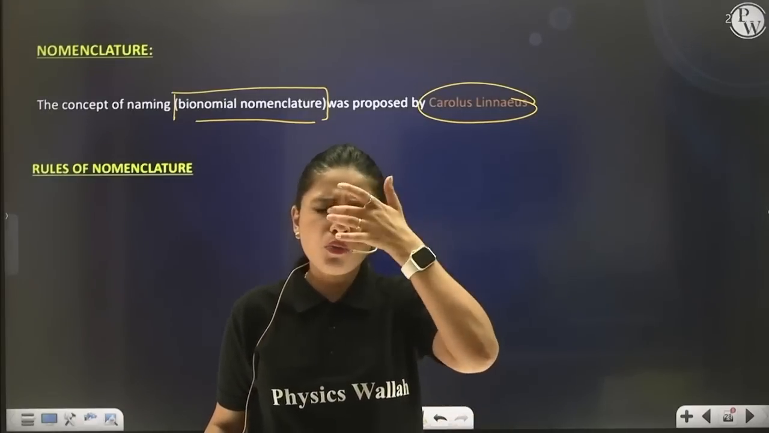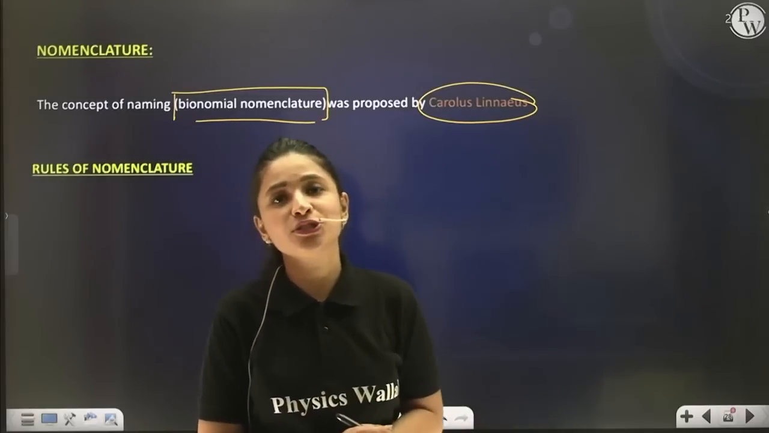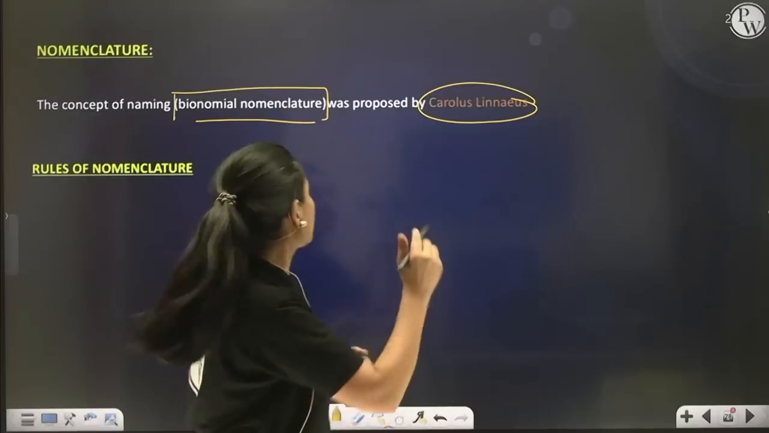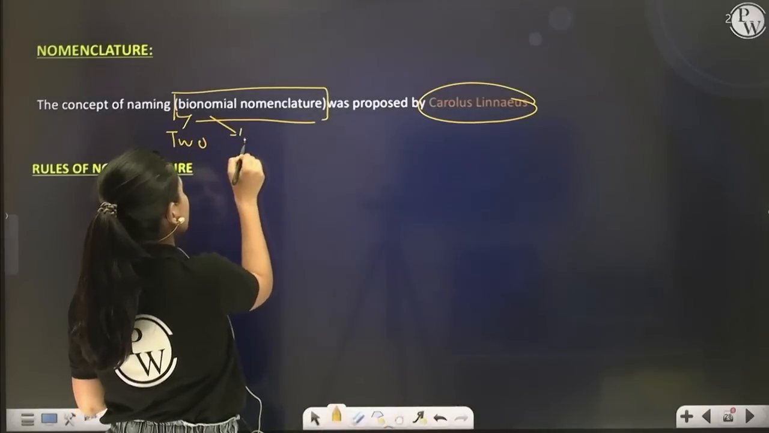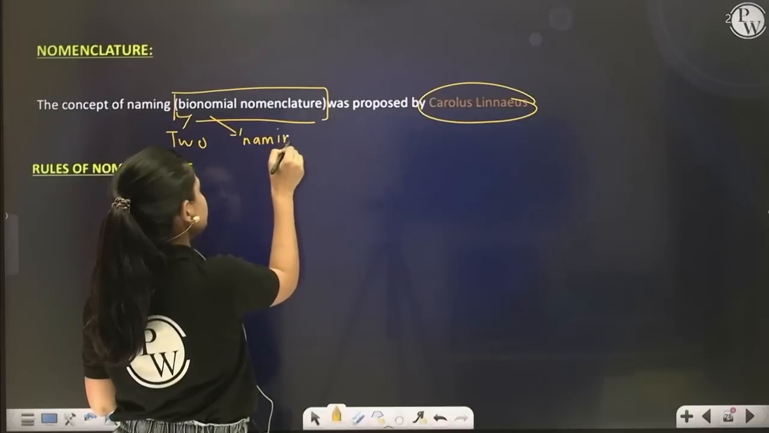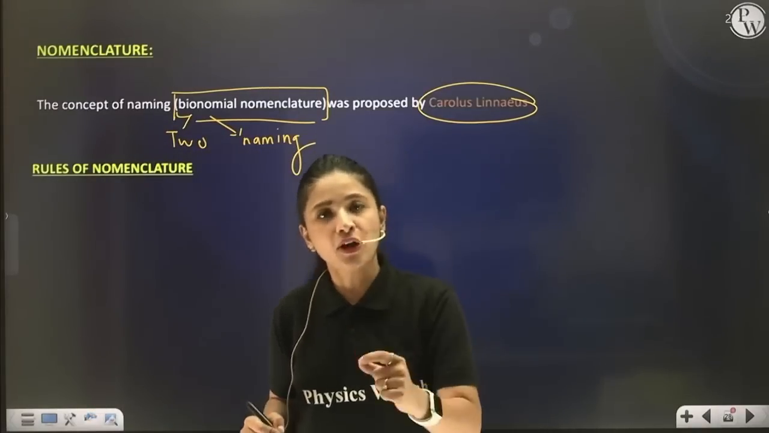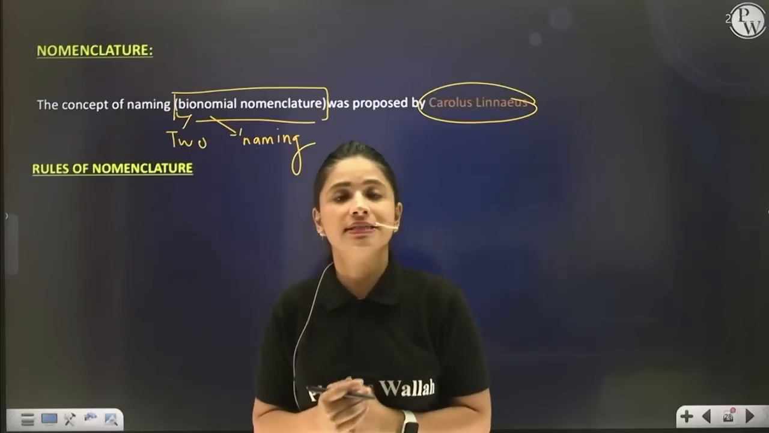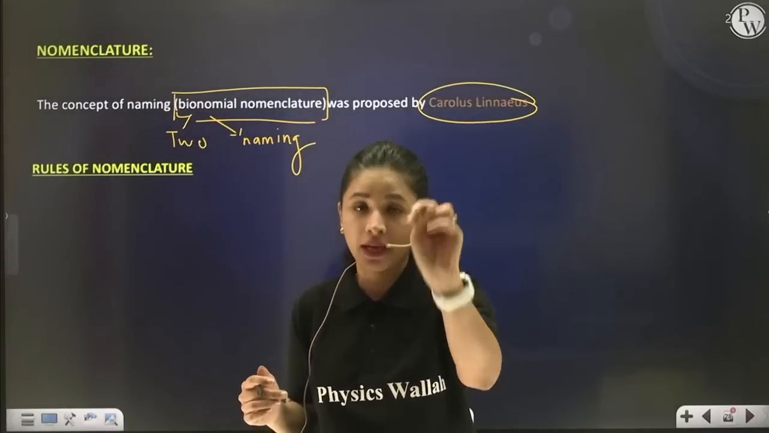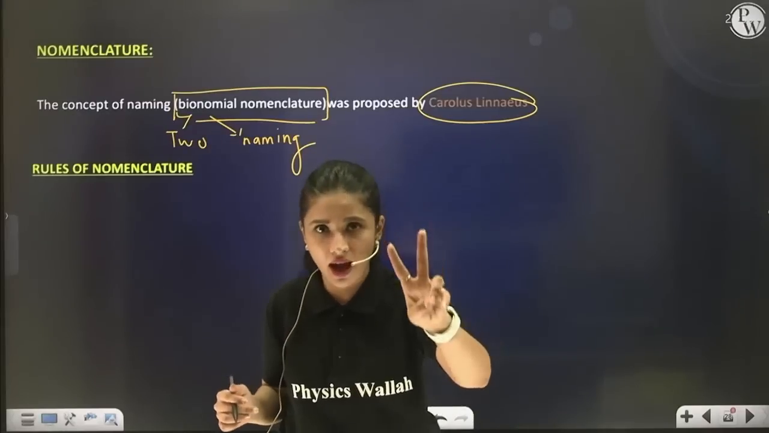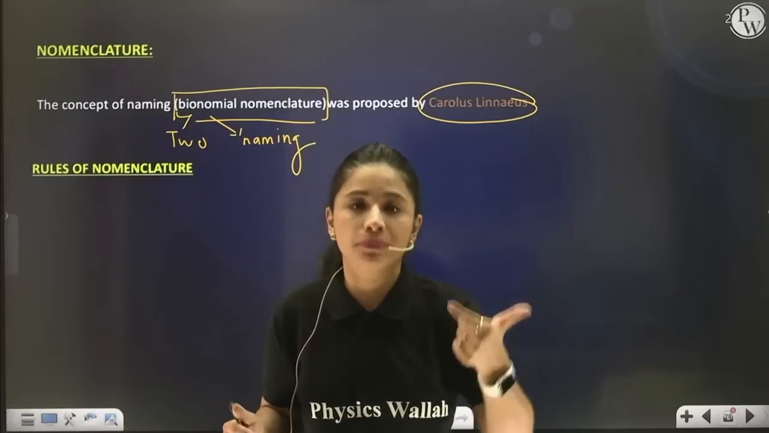Question comes, what is binomial nomenclature? In the name itself, you will get the answer. How? Bi means two. Nomial means naming position. So, according to Carolus Linnaeus, if an organism should have a scientific name, then that name should have two naming positions. And those two naming positions are generic name followed by specific epithet.